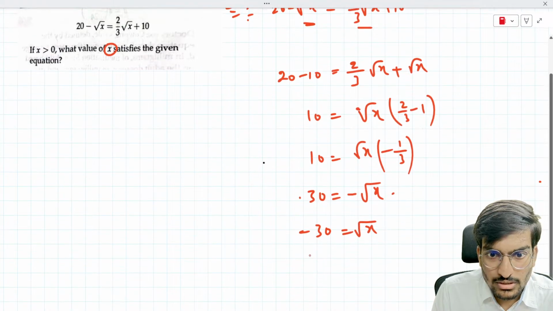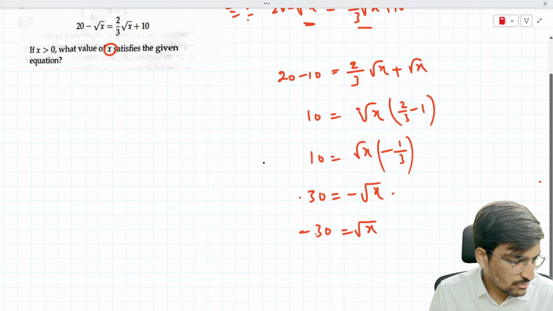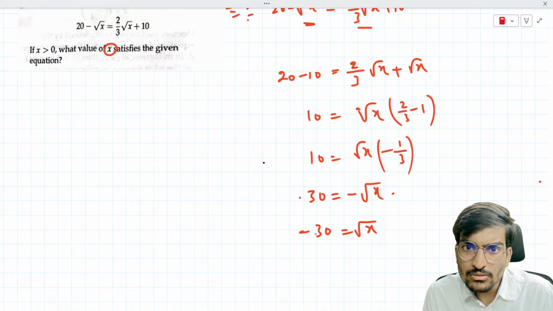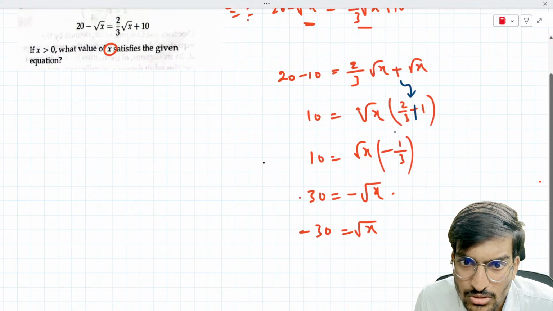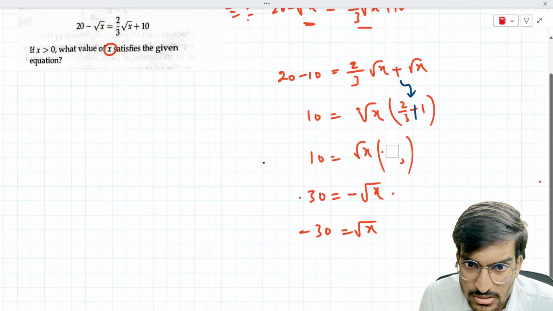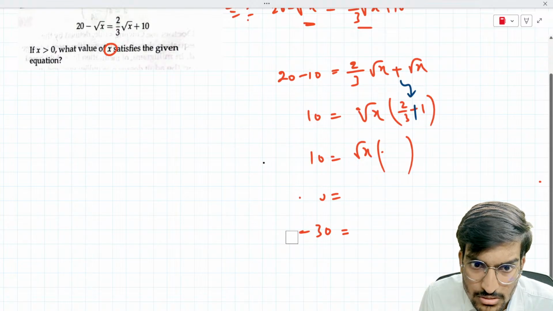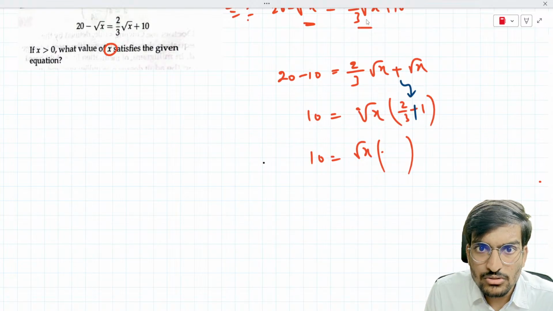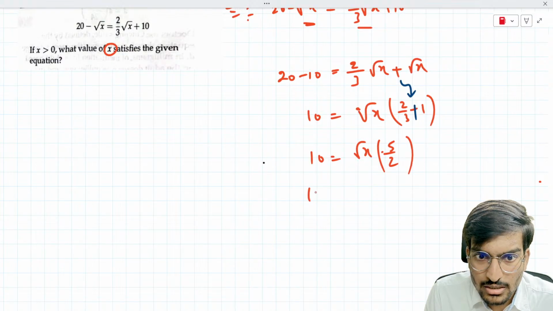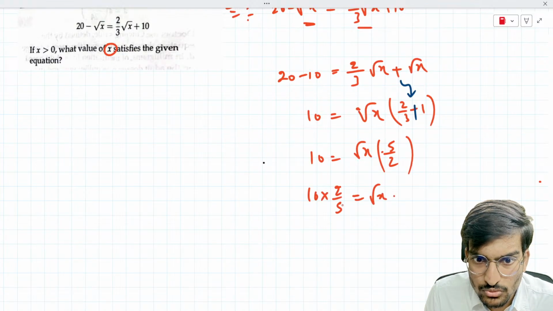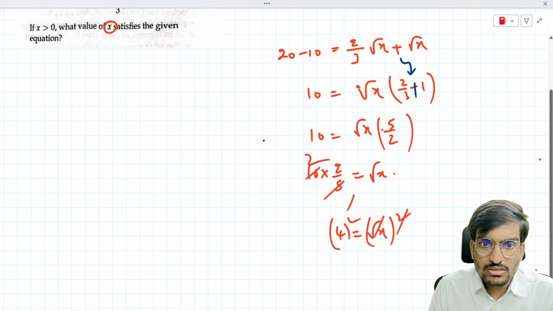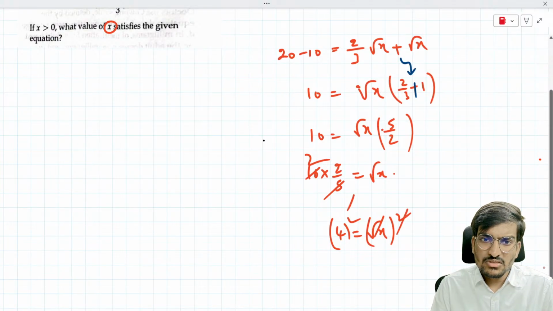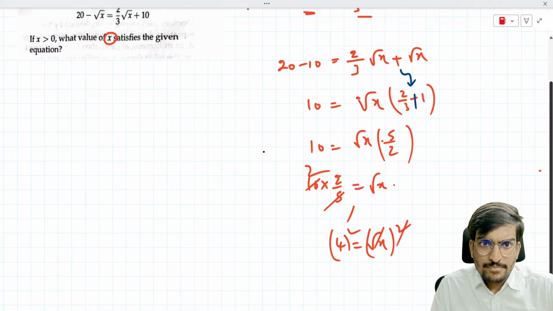If you want to square up, you will get the value of, just a second, something is wrong here. Here this is positive, I just went with negative. So that is the mistake that happened here. Let me do the changes. Just a second. So that's going to be 5 by 2 you get. And 10 into 2 by 5 equals root x. 5 ones, 5 twos, that is 2 twos, 4 root x. So squaring on both sides, and you get something like 16 as the answer. Still that is not working. Just let me see.